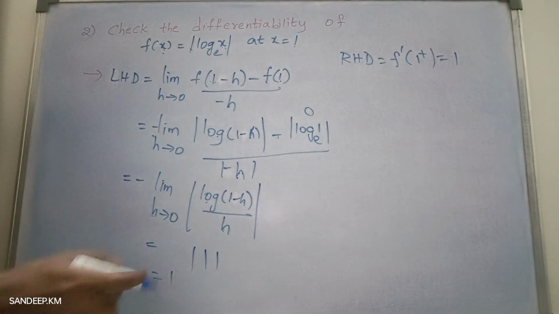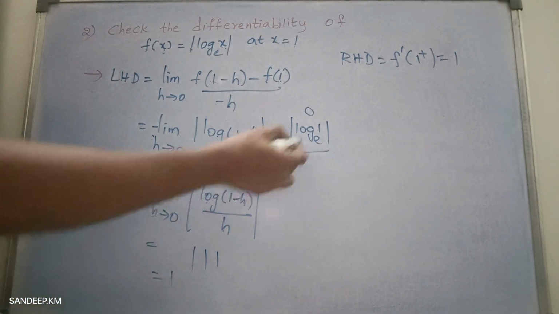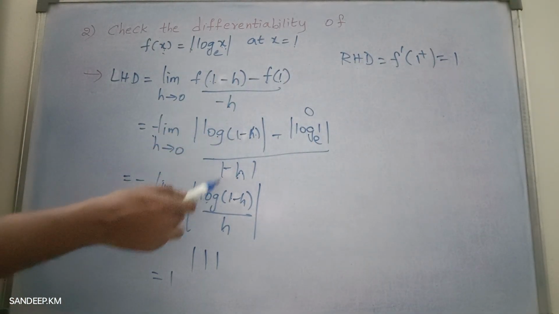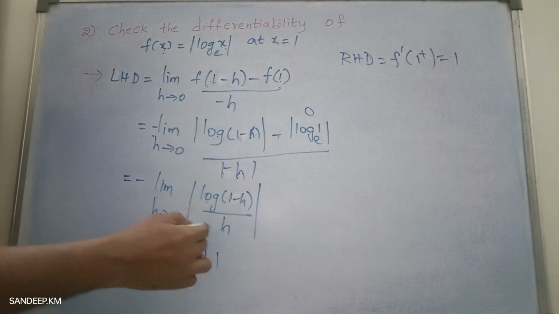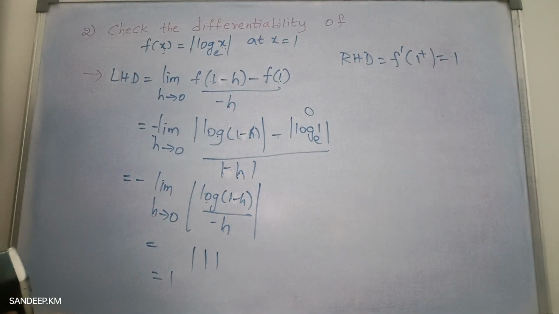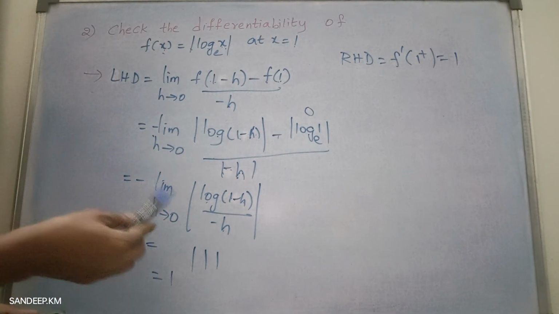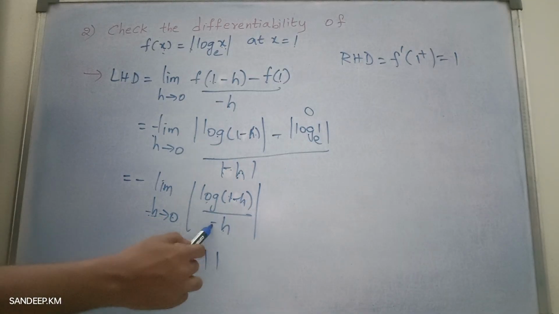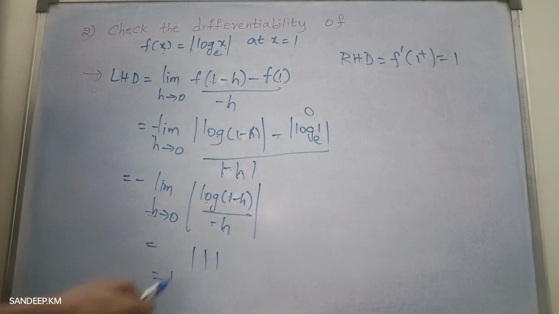So for that reason, dear students, mod of log of 1 minus h divided by mod of minus h is a single modulus of this, correct or not? Where the minus is outside. Once again, when h is approaching 0, minus h is also approaching 0. So as minus h approaches 0, log of 1 minus h divided by minus h is also 1 only, with the minus sign outside. So the answer is minus 1. Please observe this. The answer is minus 1.